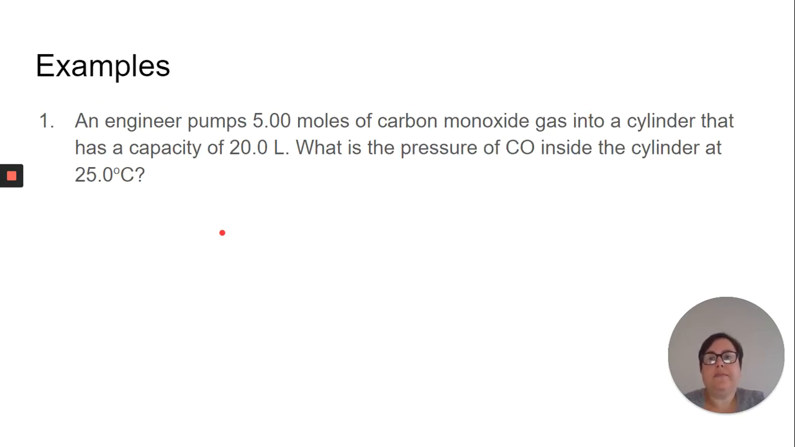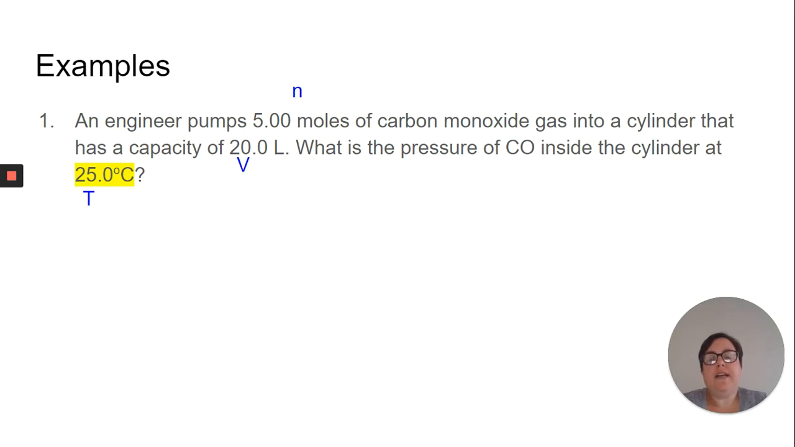Here's our first example. We want to key in to what is given to us and what we are looking for. So first we're given 5 moles. So that is our N. Remember, mole is for N, and if you forget that, you can look on page 3 of the reference table. Next, we have 20 liters. Liters is our unit for volume.